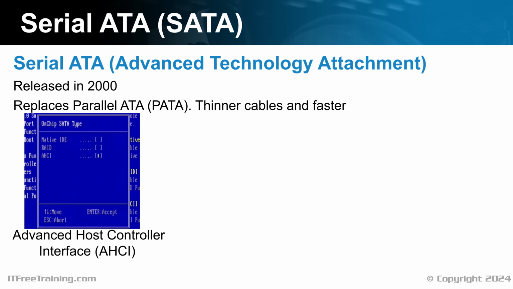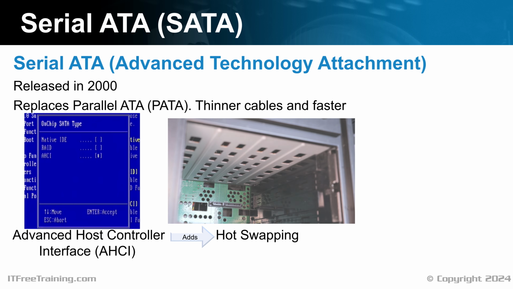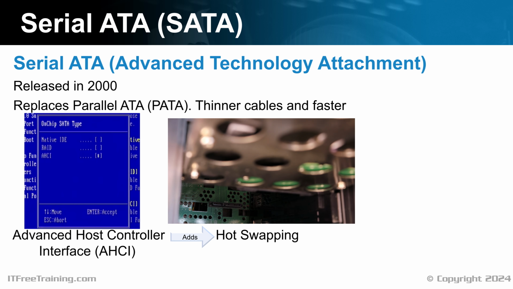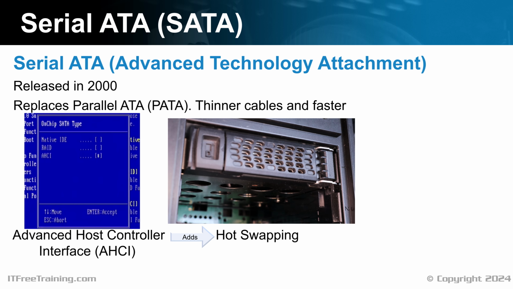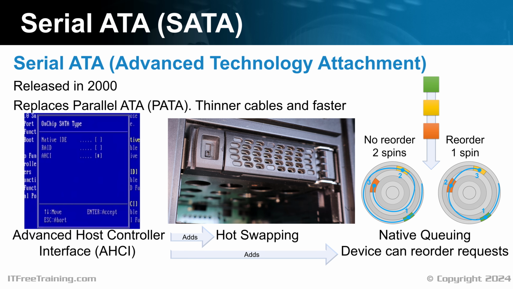SATA is much faster than PATA, but there are also other improvements that were made. In order to use these, AHCI needs to be selected. One of the features added is hot swapping. Hot swapping allows a hard disk to be installed or removed while the computer is on. The next big improvement is native queuing. Native queuing means the storage device is able to change the order of the requests it receives.